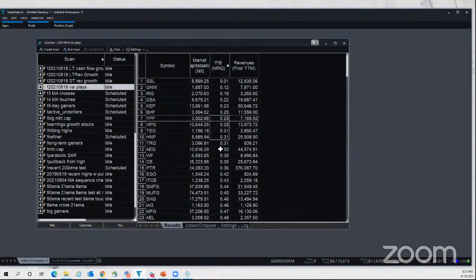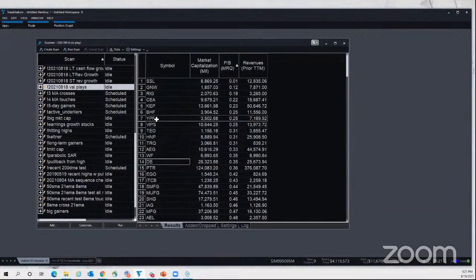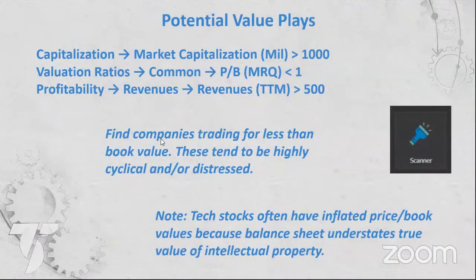I really would be wary of some of these companies now because if they're still trading at such a low price to book, they probably have something more structurally wrong with them. Like some of these energy stocks, just because they're cheap, I don't think that necessarily makes them value plays. But I wanted to just show you how to create this. All right. So these tend to be highly cyclical and or distressed companies. So when you come out of a crisis, come out of a recession, those stocks can go up the most. At this point, not so much.